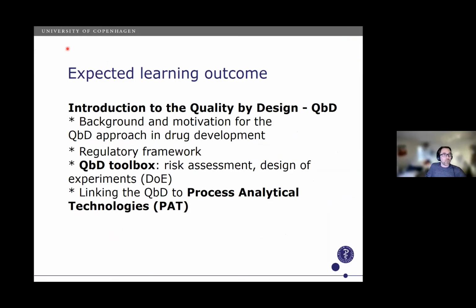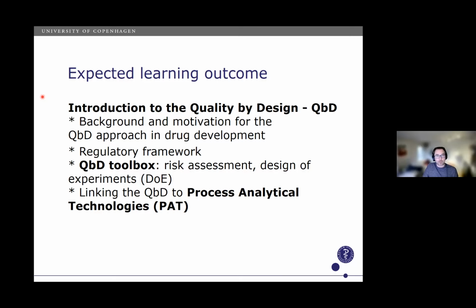What I hope we manage to do during this lecture is give you some introduction and background for the quality by design approach. I use the abbreviation QbD, which is a commonly used expression for the topic. I will introduce very shortly the regulatory framework that this is based on, and then, most importantly, focus on the quality by design toolbox, so the elements of QbD that you will need to implement this in practice.